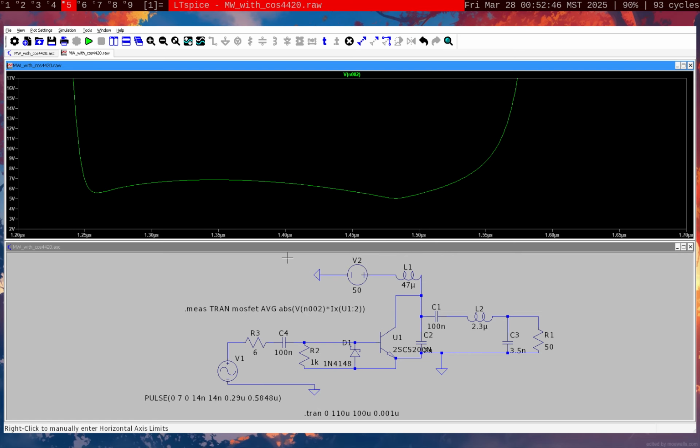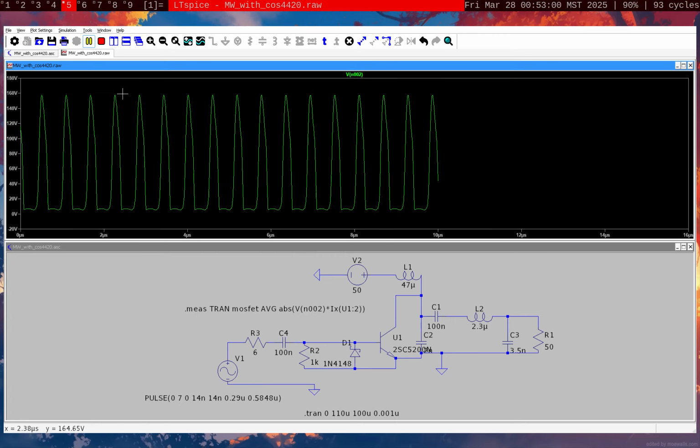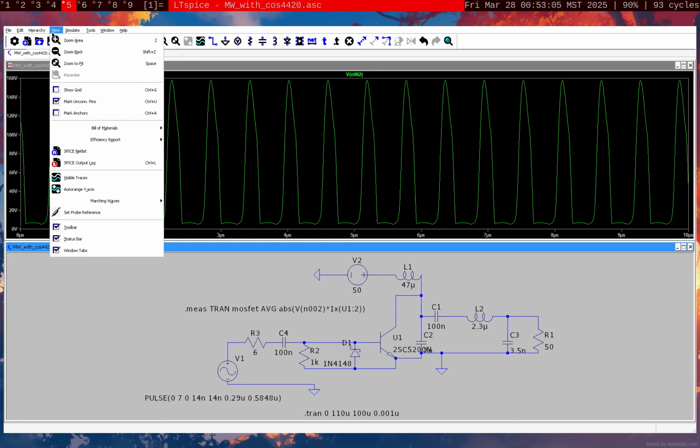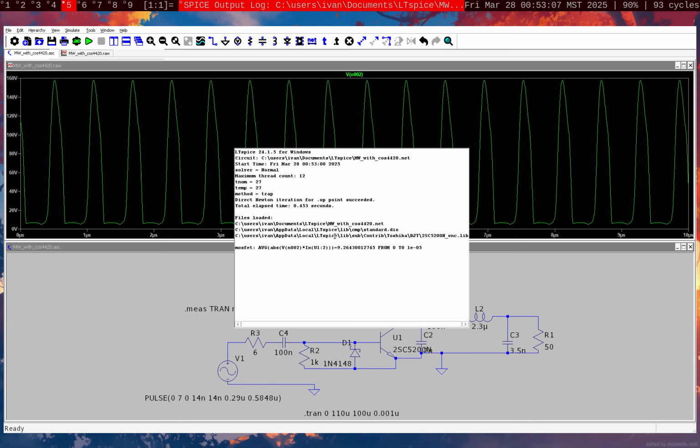So I'm doing this experiment in real life. In real life I do have a MOSFET there, and I'm trying to figure out why it keeps popping. But in this simulation here, it looks fine, and actually the average power dissipated in the transistor is only 10 watts.